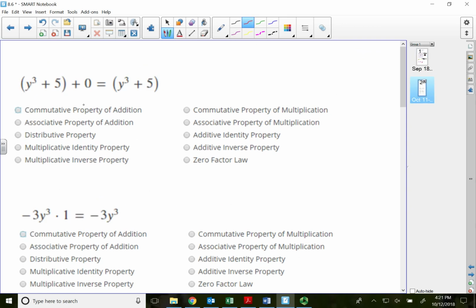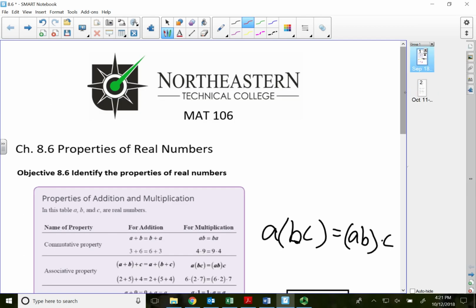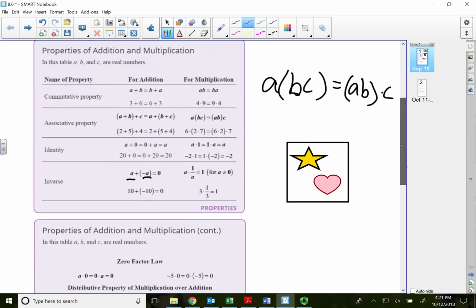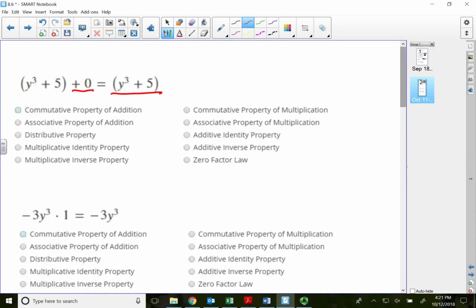All right. Okay. When you ever see plus a 0 show itself, y to the third plus 5 plus a 0 and still show itself, that's got to be an identity property. Because identity property is the one that actually plus 0 or times by 1 to show itself. So this one must be the identity property for addition. That's called the additive identity property.